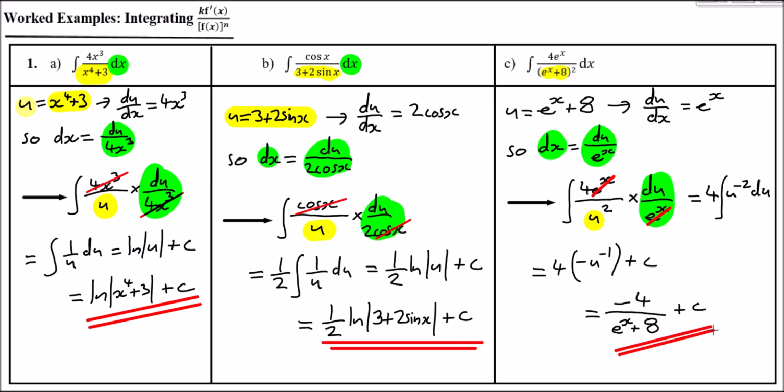So we've done a few of a type where it's looking like a fraction, where the numerator is some multiple of the derivative of the denominator. The other form, I think, is actually easier to spot. So let's try the other form, where it's the same thing but looks like a product.